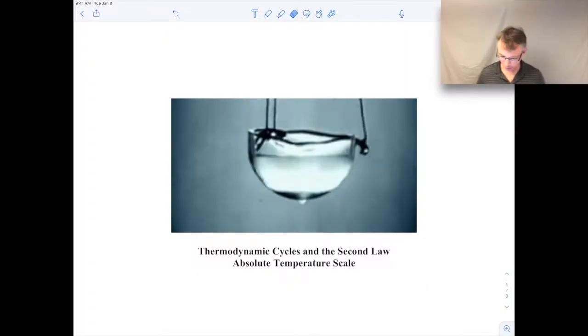Well, welcome to this video lecture on thermodynamic cycles and the second law. And we'll also be talking about an absolute temperature scale at the end of this lecture as well. Go ahead and take a look at your screen. You'll see a picture of a superfluid helium.